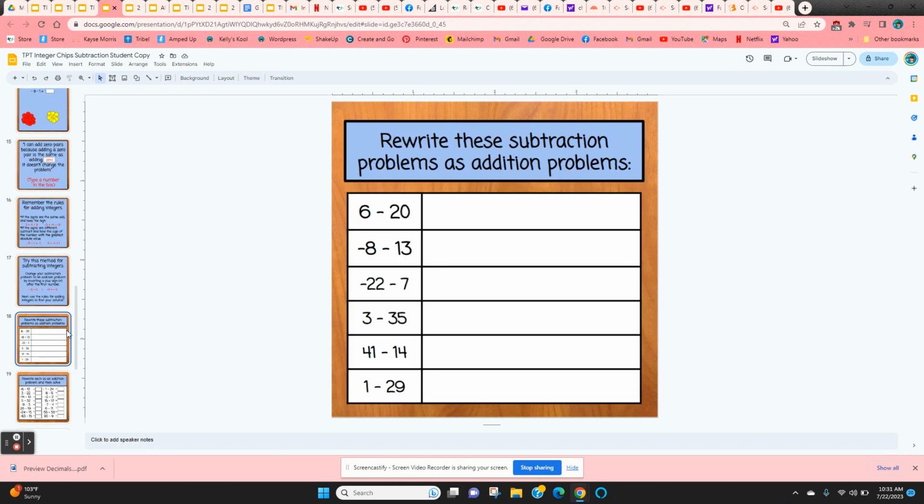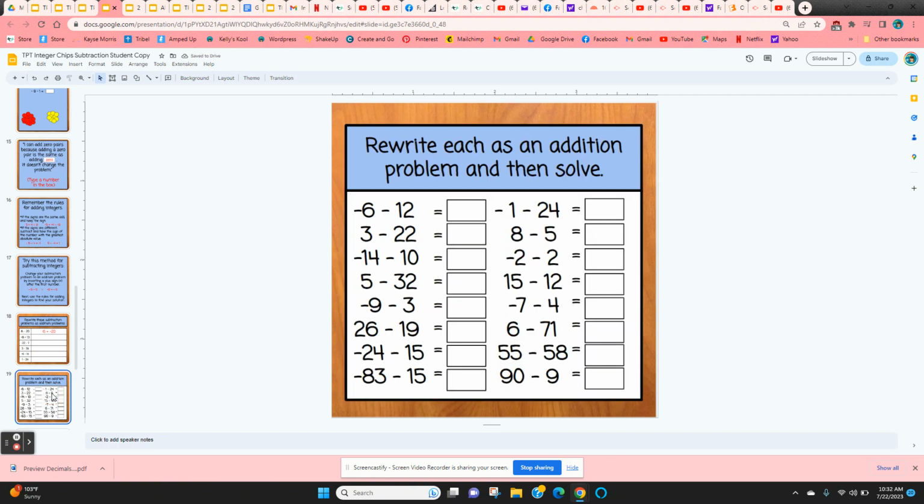So slide 18, all the students are going to be doing here is changing each problem to an addition problem. So they're not solving yet. So this one would be 6 plus -20. Just adding a plus sign after the first number. When they get to slide 19, then they're going to be giving the solution. So they might want to use scratch paper here, change their problem to an addition problem, and then add.